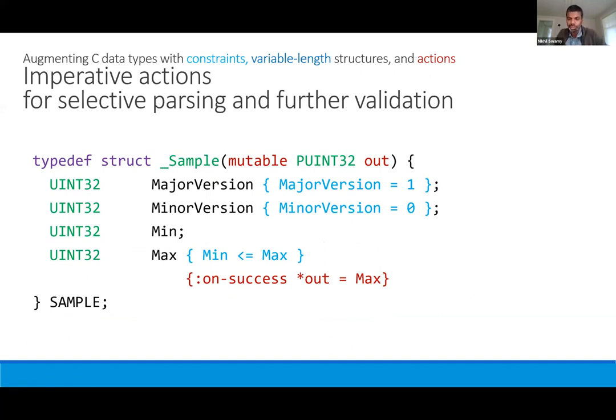You can also attach parsing actions to one of these message specifications. So for instance, you can say, after having validated the content of this message, I'm interested in the value of the max field, and maybe the max field only. So what you can do is attach an action here that says, write the value of the max field into this out parameter out. And these imperative actions will be executed by our parser.